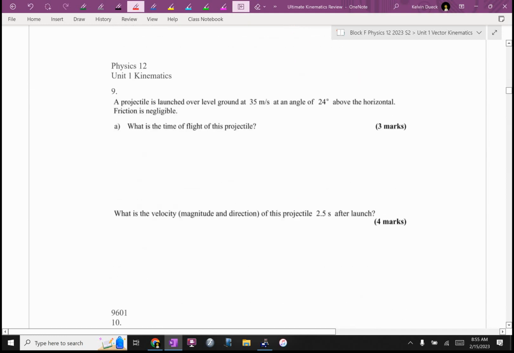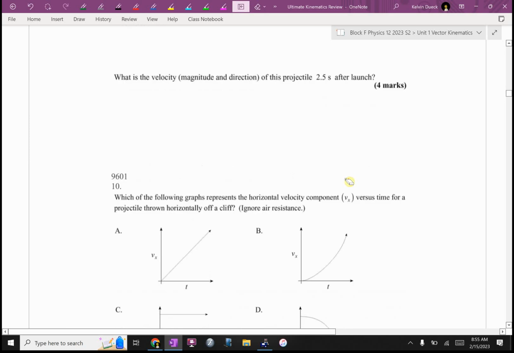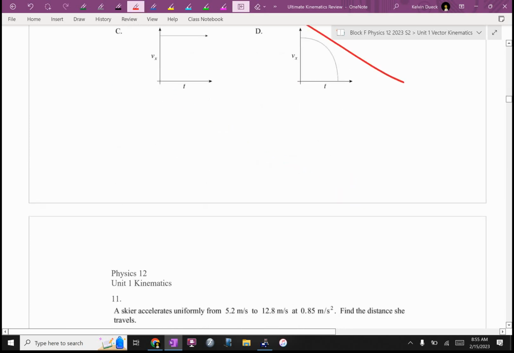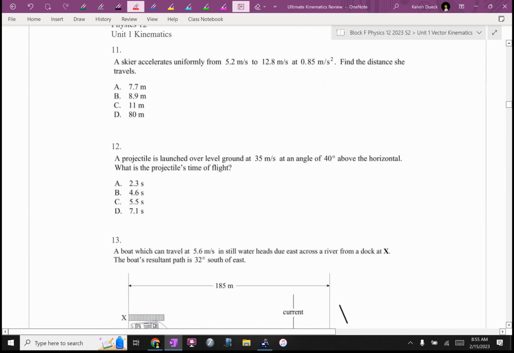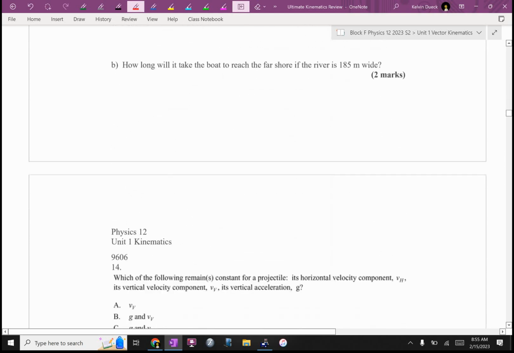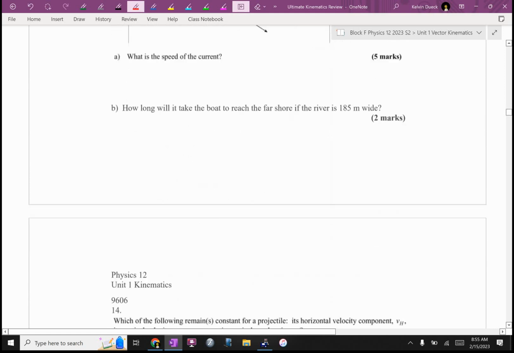8 is good. 9 is good. Yep, there's a velocity, magnitude, and direction given a time. So that's finding a slanty velocity. You can scratch out 10. 11 is good. 12 is good. I like number 13. Number 13 is a nice question. There's a good example of some kind of a boat crossing a river question that I could throw at you.